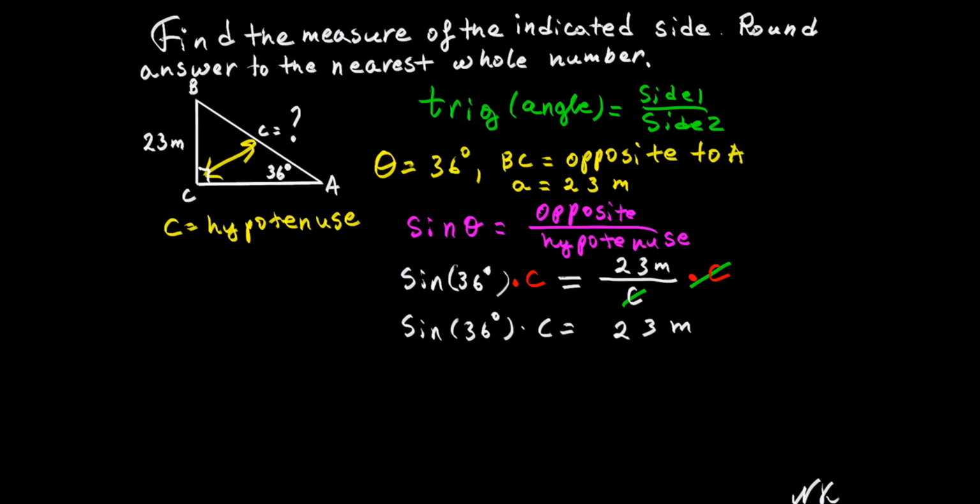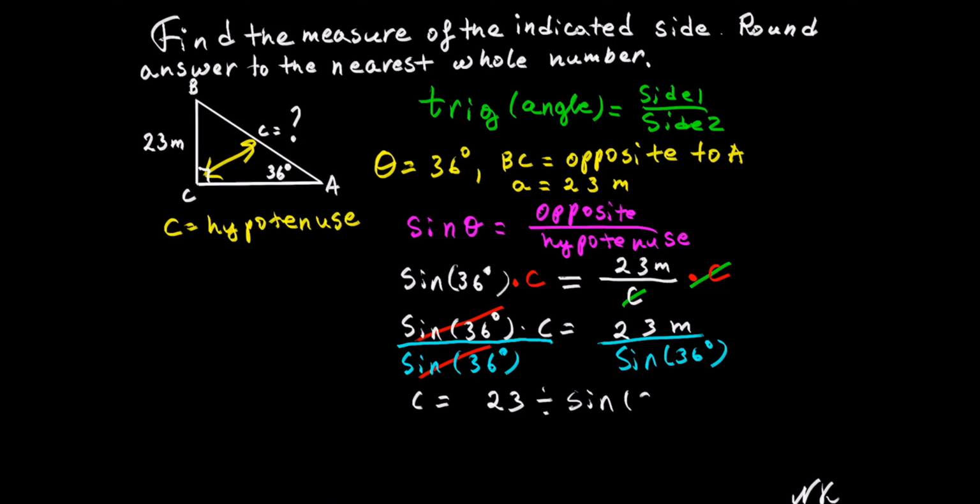C is being multiplied by sine of 36 degrees. The opposite would be to divide by sine of 36 degrees. Whatever we do to one side, we do the same thing to the other side. So sine of 36 divided by sine of 36, these two will cancel. So we get C is equal to 23 divided by sine of 36 degrees. And the units are meters.